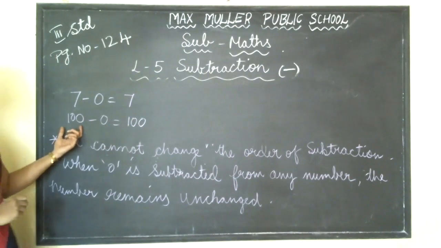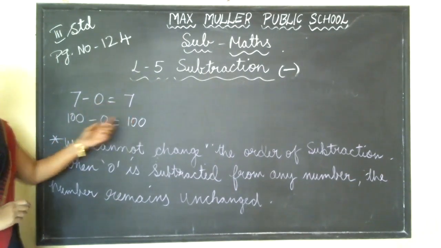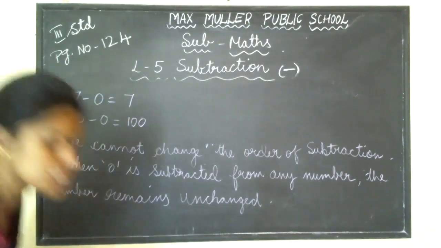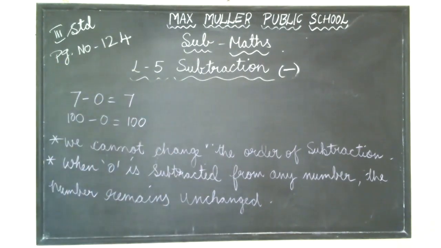The numbers will be the same. If you subtract 0, you will get the same answer. See here, 7 minus 0 is 7 only. 100 minus 0 is 100 only.